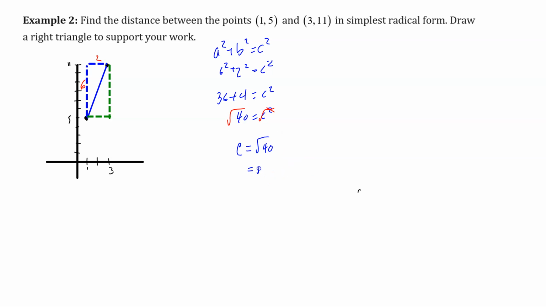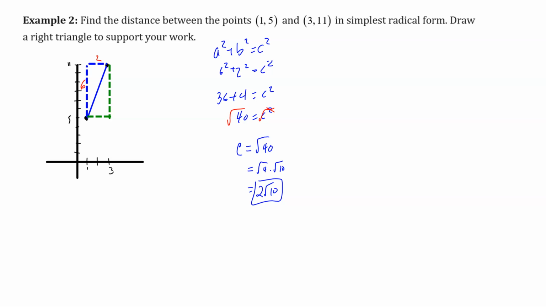Sloppy, let me try that again. Radical 4 times radical 10, and that's 2 radical 10. All right, so my distance overall between those 2 points is 2 radical 10.